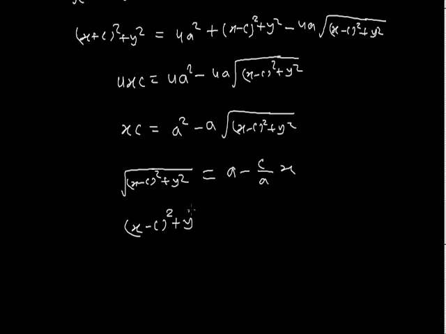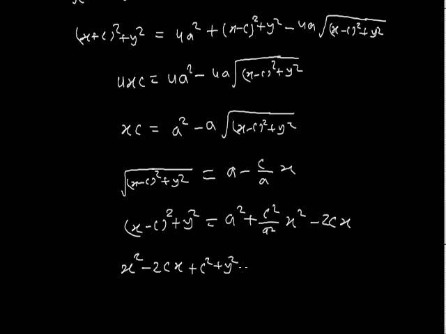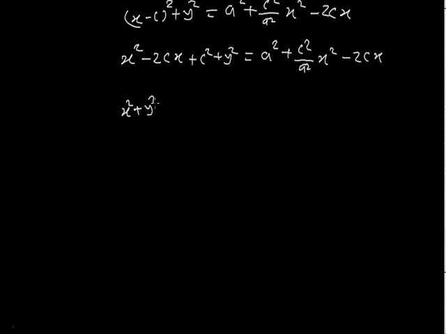(x minus c) square plus y square is equal to a square plus c square upon a square times x square minus 2cx. Now after solving this we get x square minus 2cx plus c square plus y square, which is exactly equal to a square plus c square upon a square times x square minus 2cx. So x square plus y square plus c square is equal to a square plus c square upon a square times x square.